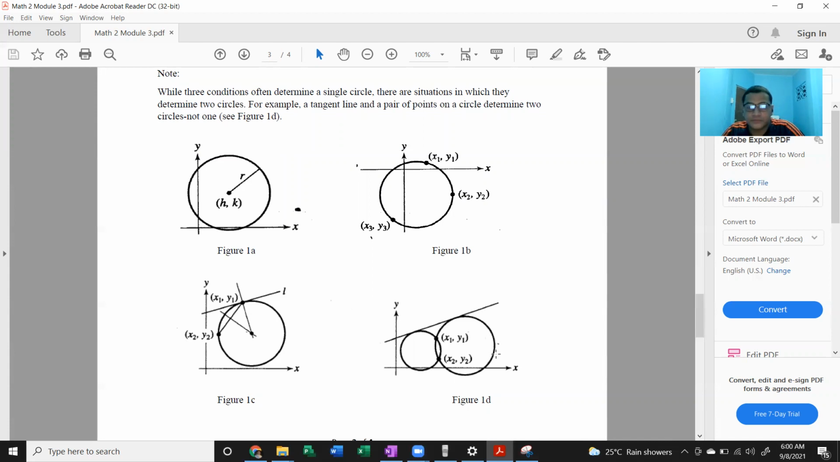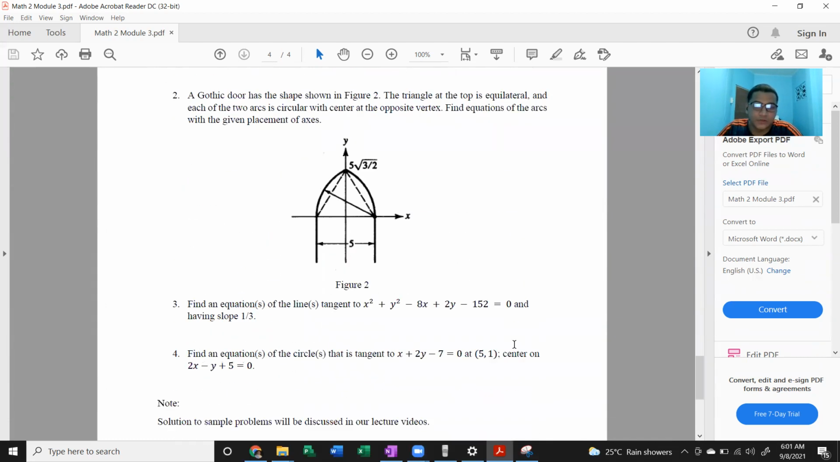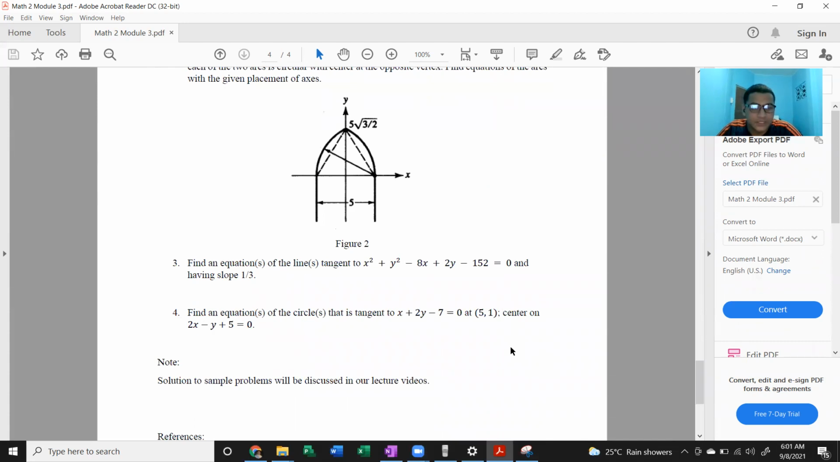Okay. So we have the equation of the tangent line and the equation of 2 points on the circle. So this yields 2 equations of a circle, the smaller one and the bigger one. Okay. Now let's proceed to our sample problem 3.